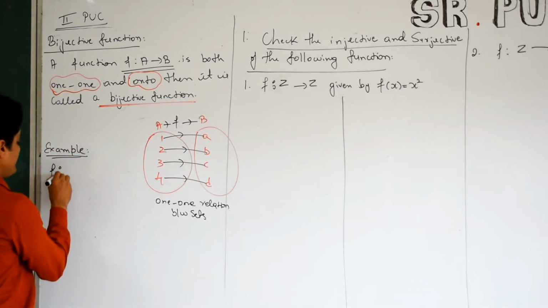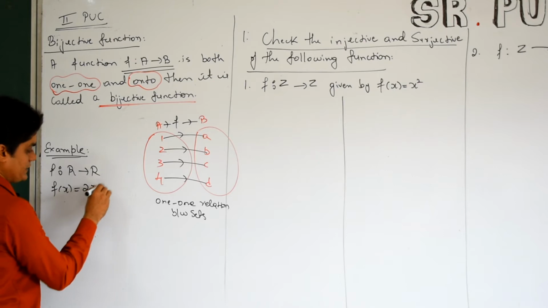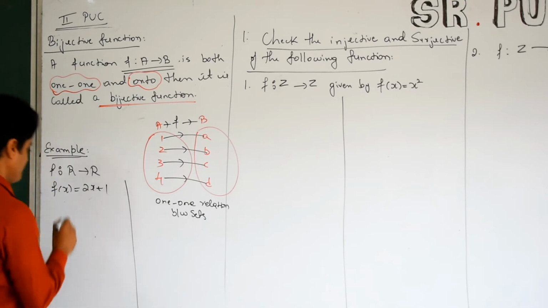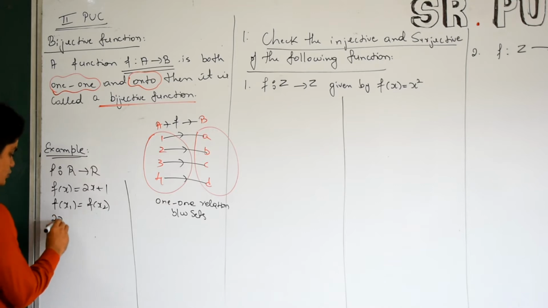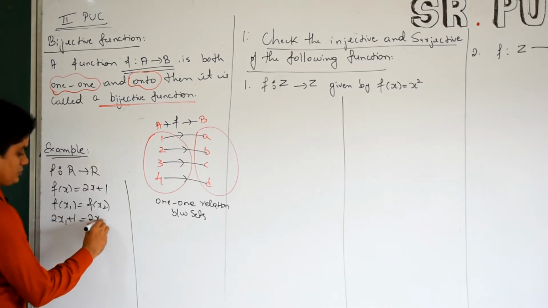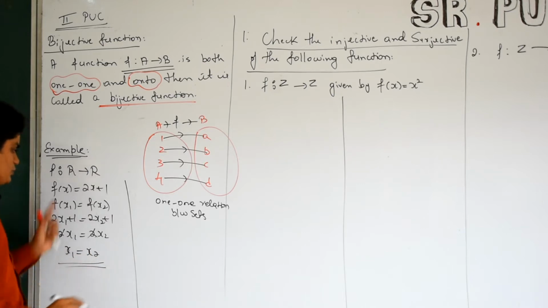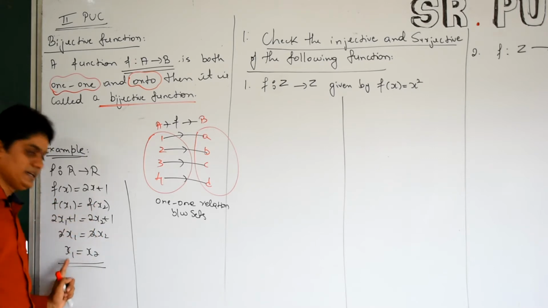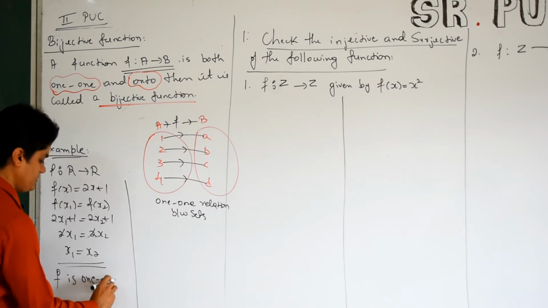For example, if I take f from R to R defined by f of x is equal to 2x plus 1, then this can be a bijective function. Observe carefully. First check one-one. f of x1 is equal to f of x2. So 2x1 plus 1 is equal to 2x2 plus 1. So 2x1 is equal to 2x2. The 2 cancels, and you get x1 is equal to x2. So if images are equal, elements are equal. This shows that f is 1-1.